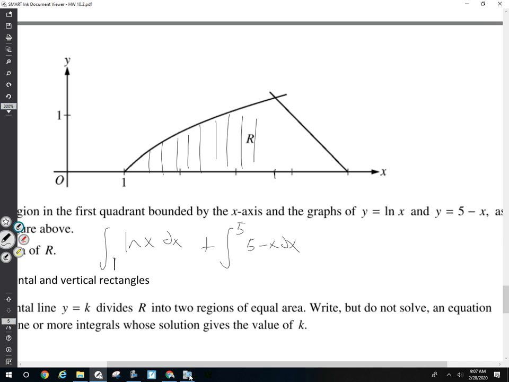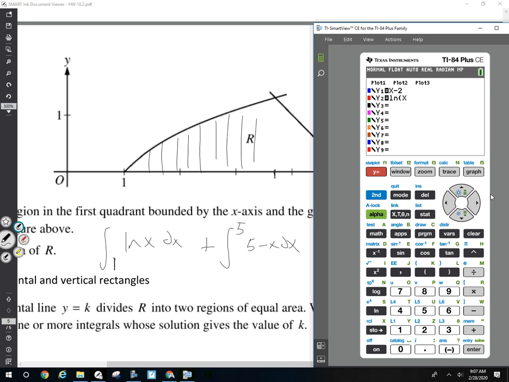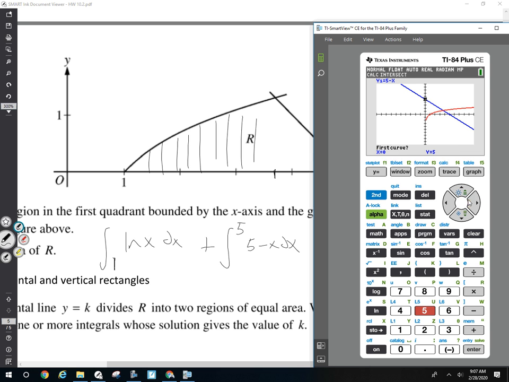Let's go ahead and find the intersection. Log x and 5 minus x. There it is. 3.69344414. And I'm going to use this y in the future, so I might as well write it down: 1.30655866. Okay.